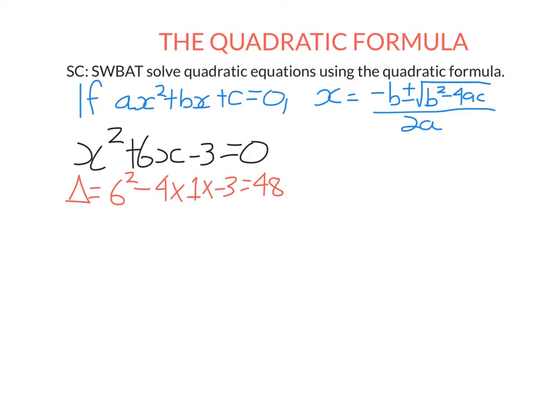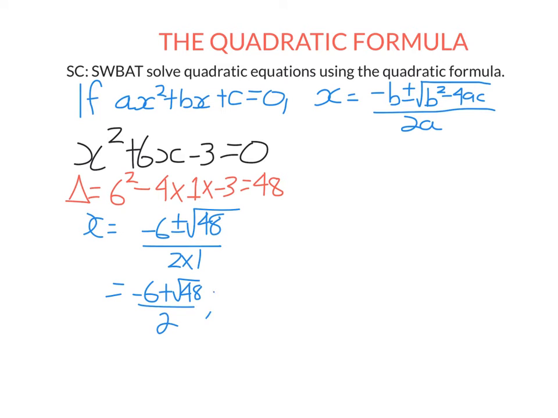So what actually are the solutions here? The solutions will be x equals minus b plus or minus the square root of the discriminant over 2 times a. So we will have one solution that's minus 6 plus root 48 over 2, and the other one is minus 6 minus root 48 over 2. And then we're done.